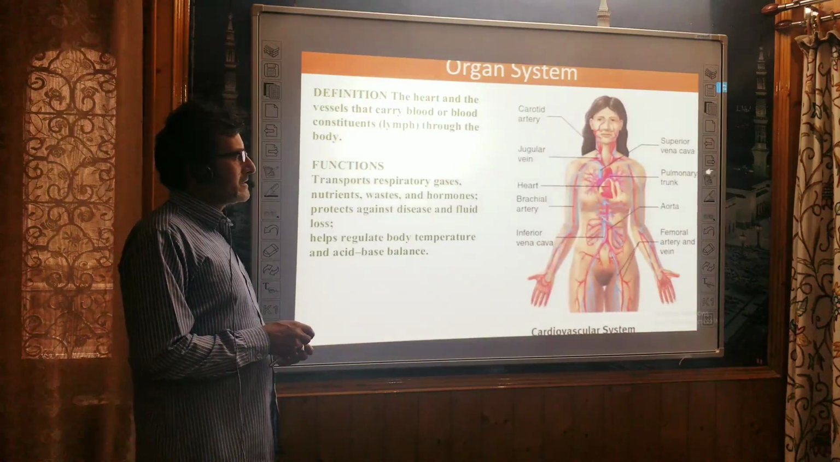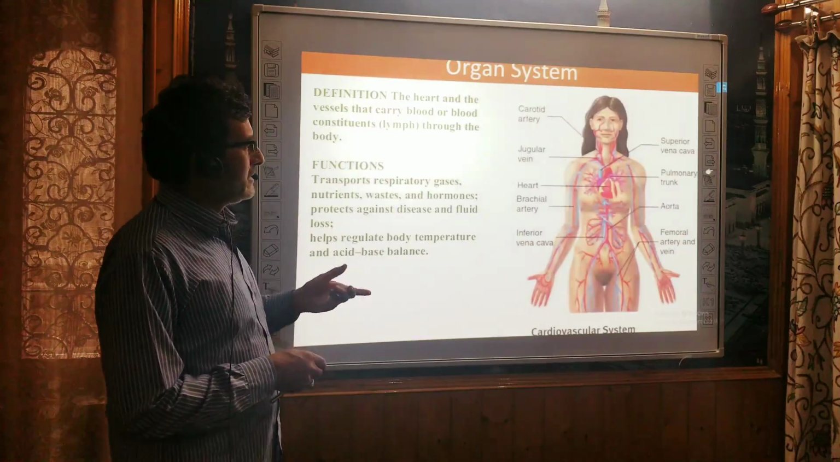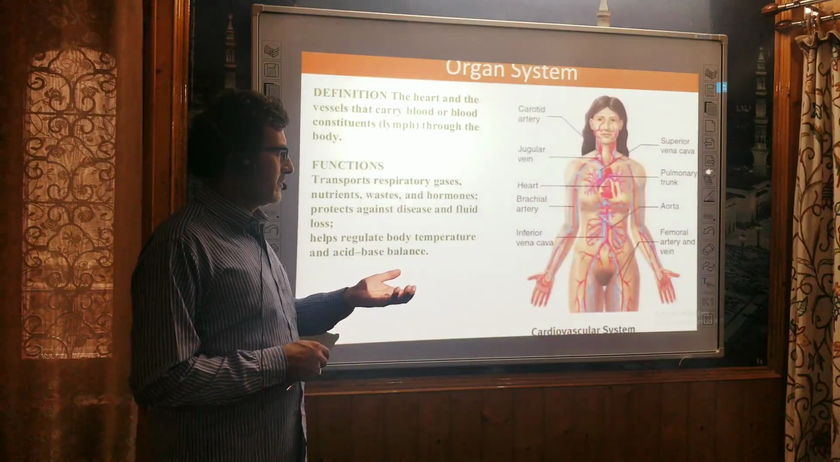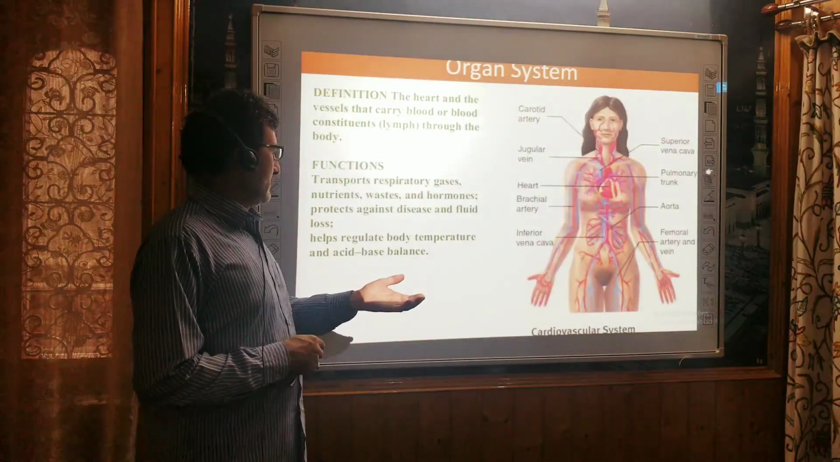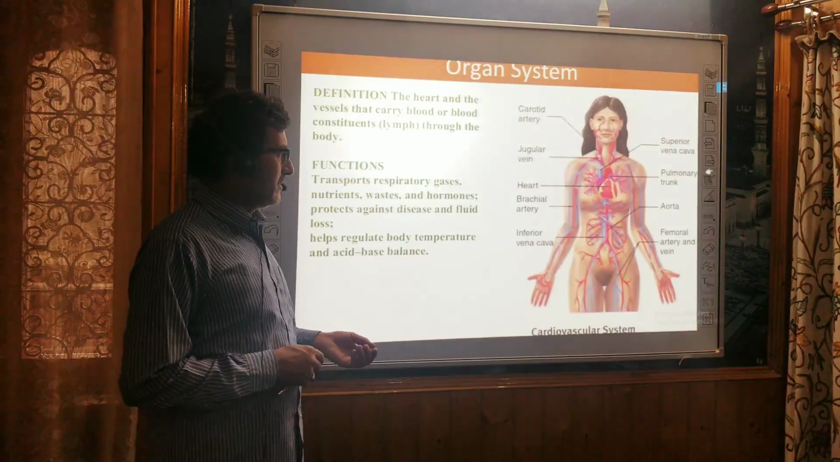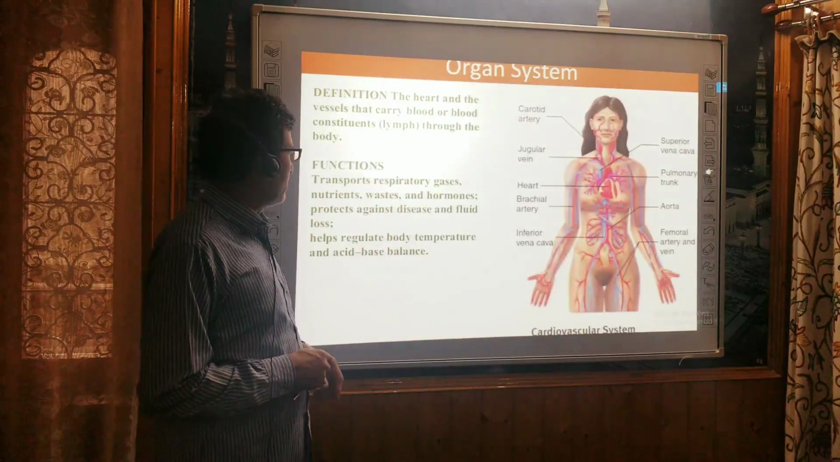Transports respiratory gas, that is oxygen. Nutrients, that is food substance which combines after digestion in the blood. Wastes, that is urine, stool and carbon dioxide. Hormones, which are secreted by the hormone glands, are also circulated with the help of blood.